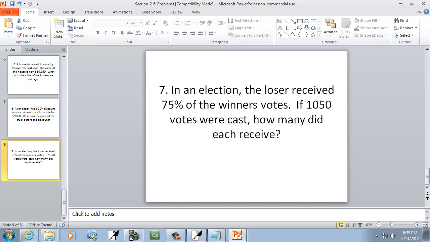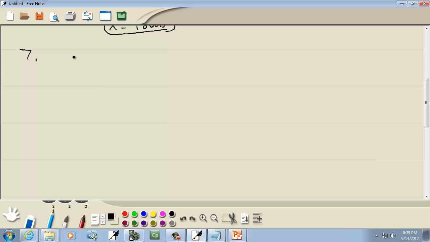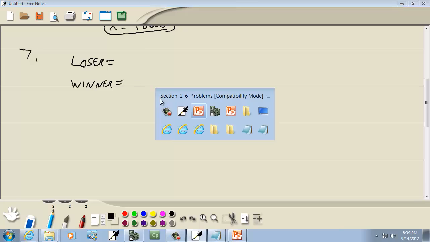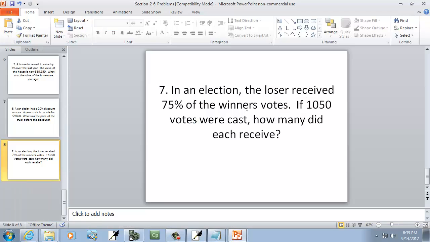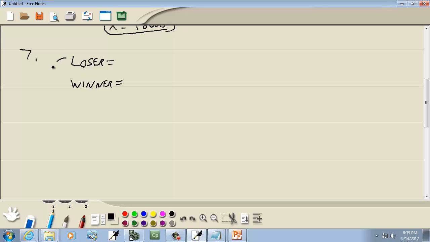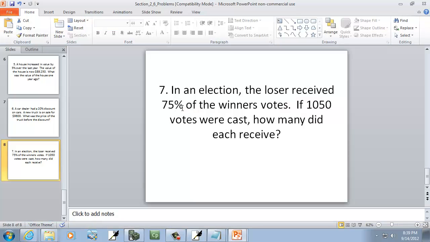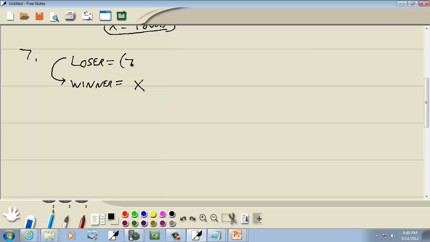It says in an election, a loser received 75% of the winner's votes. So it sounds like loser is being put in reference to the winner. So that kind of leads me to think the setup should go like this. The one that's being put in reference to is always your x. 75% of the winner's votes. Of is always multiplication. So this is saying 75% times x.